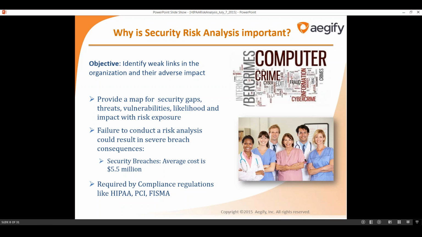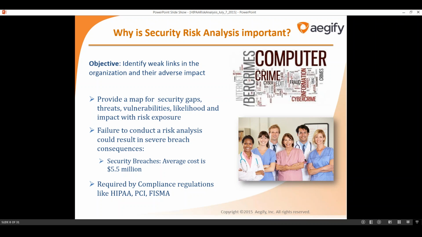And then the likelihood and impact of such a compromise happening is really pointing to the organizational risk exposure. The cost of doing risk analysis might seem onerous, but if you don't do it, the average cost of a breach reparation or repair, dealing with a breach and coming out of it, is about $5.5 million. Not to mention the brand damage and the other negative press that you might get along with lawsuits.